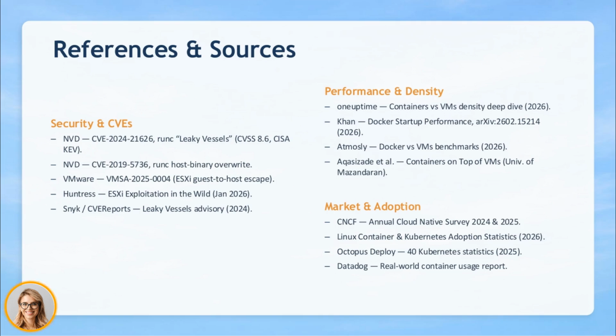Our discussion today is supported by a range of credible sources, grouped here by theme. Security claims are backed by NVD CVE records, VMware advisories, and incident reports from Huntress and Snake. Performance and density figures draw from analyses by OneUptime, a 2026 Archive study on Docker startup performance, Atmosley benchmarks, and research from the University of Mazandaran. Market adoption data is sourced from the CNCF Annual Cloud Native Surveys, Octopus Deploy, and Datadog reports. We are happy to provide full links to these resources upon request.